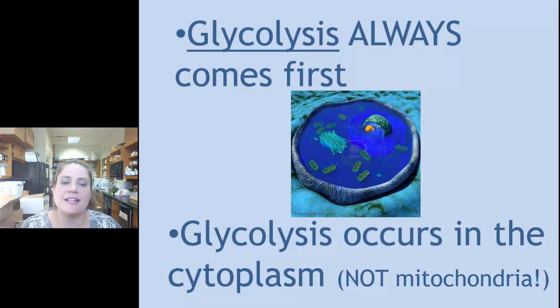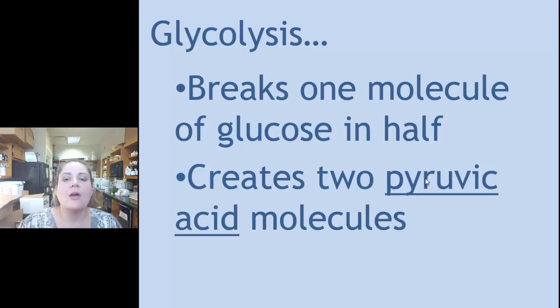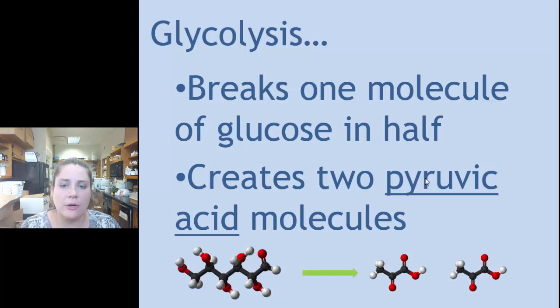So glycolysis occurs in the cytoplasm. This doesn't occur in the mitochondria. This is a part that does not occur in the mitochondria. So glycolysis is going to happen up in here in the cytoplasm, okay? Not the mitochondria. So like I said, we're going to break one molecule of glucose in half. Just break it in half. Okay, it's not really that simple, but you can think about it that way. We're going to end up with these 2 molecules called pyruvic acid. 2 pyruvic acid molecules. So one glucose molecule snaps in half, kind of, and you get 2 pyruvic acid molecules.